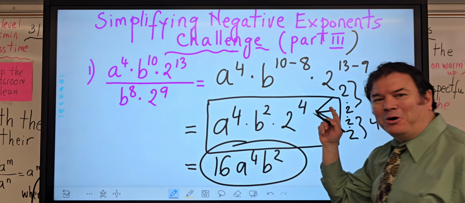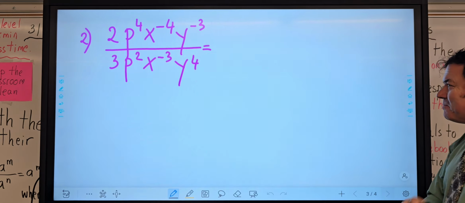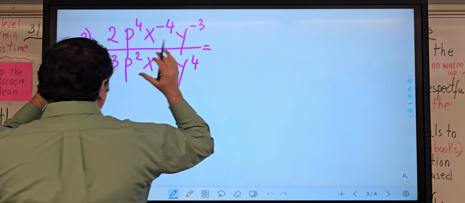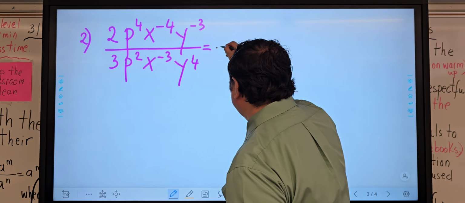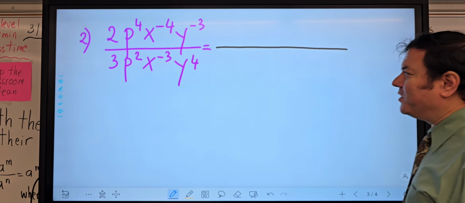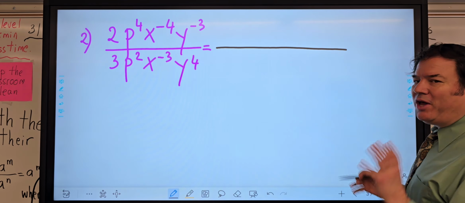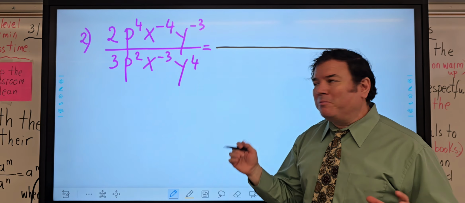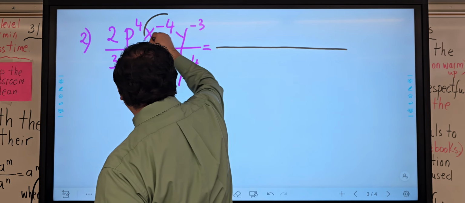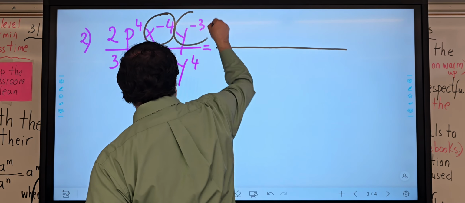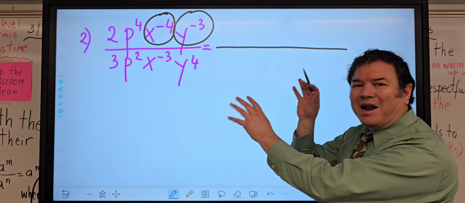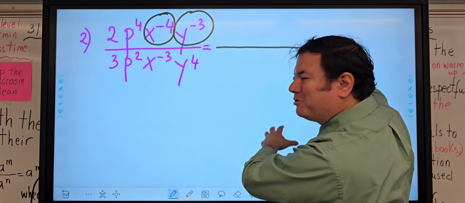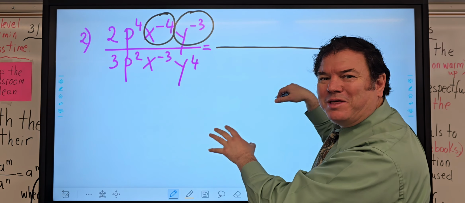Okay? Let's take a look at another example here. Another challenging example. Here we have a couple of negative exponents. Okay? So let's see what we are going to do here. First of all, we are going to bring all the negative exponents to the bottom because x to the negative 4 and y to the negative 3 actually belong to the bottom. Remember, they are unhappy on the top. We are going to move them on the bottom. And now they become happy.